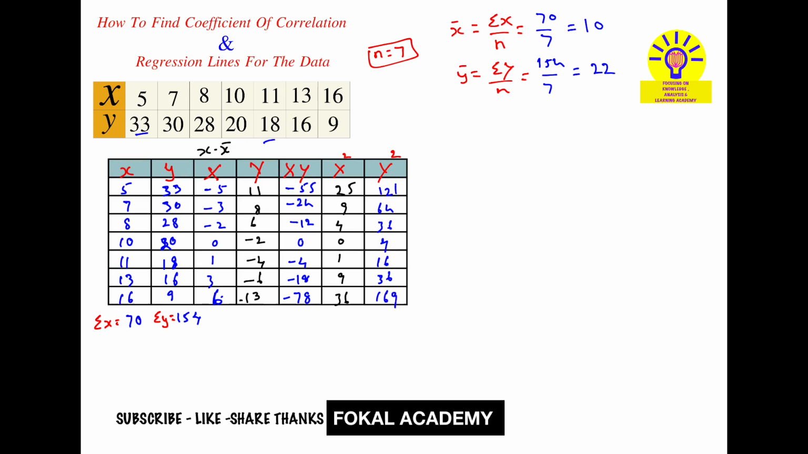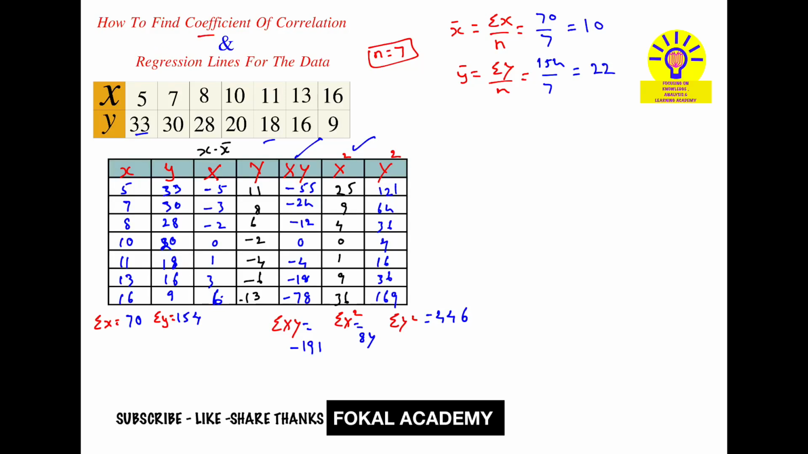Next step, find the summation of capital XY values, the summation of capital X square and the summation of capital Y square. The sum of all XY values in this column gives minus 191. Next, the sum of X square, the sum of all these values, we get 84. Next, the summation of all Y square values gives 446.